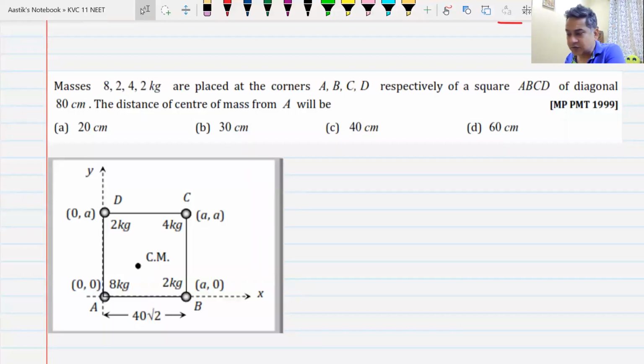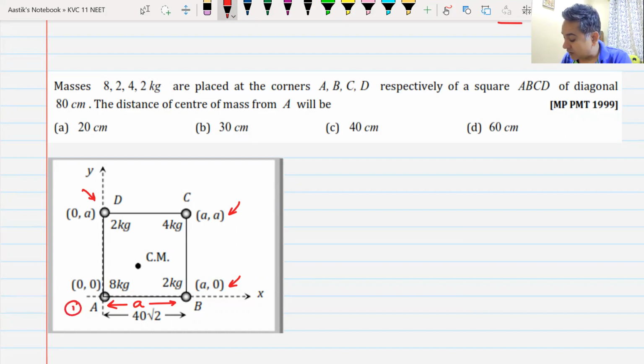So, how are we supposed to do this? Just take a hint. We can call the side length as A. So, this will be A. All the side lengths are A. So, coordinate of this point becomes A, 0. Coordinate of this point becomes A, A. And coordinates of this point becomes 0, A. Do we understand this, everyone?